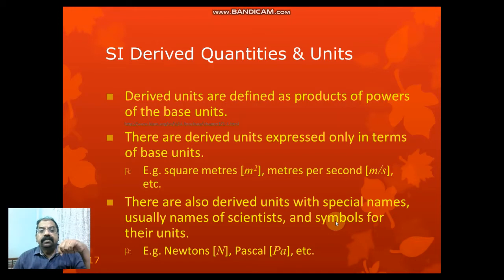Then derived units. What are SI derived units, derived quantities and units? The derived units are defined as products of powers of the base units, and there are derived units expressed only in terms of base units. For example, square meter is meter squared, meter into meter, right? And meter per second is meter divided by second. Now there are also derived units with special names, usually names of scientists, symbols for the units, you know, Newton, Pascal.